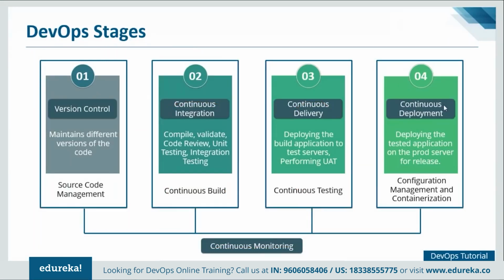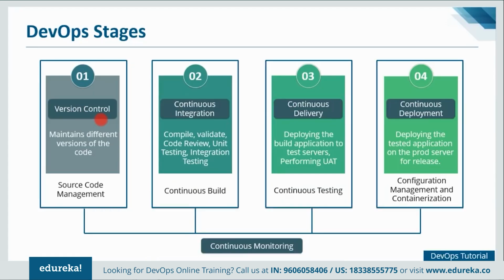These are the various stages involved in DevOps. Let me take you through all of these stages one by one, starting from version control. I'll be discussing all of these stages one by one as well, but let me give you the entire picture of these stages in one slide first. Version control is basically maintaining different versions of the code.